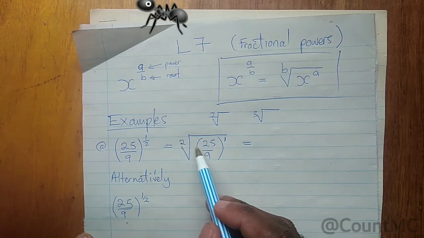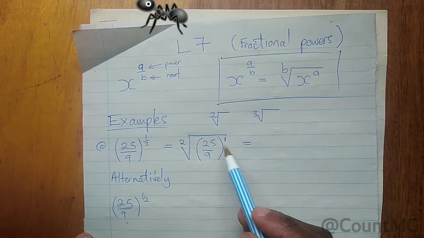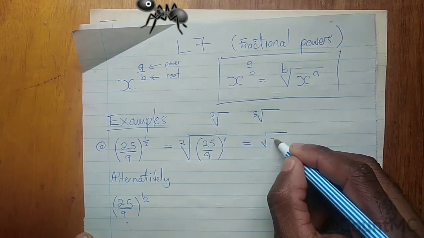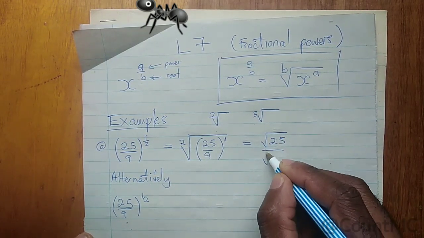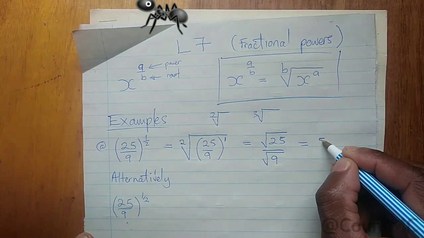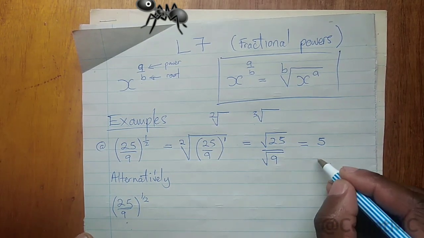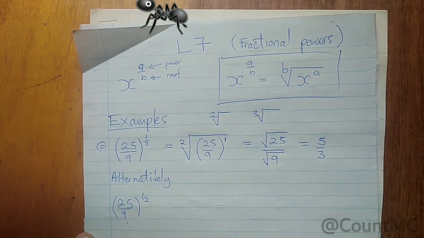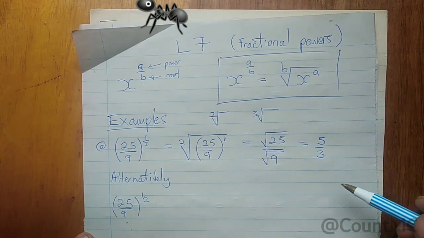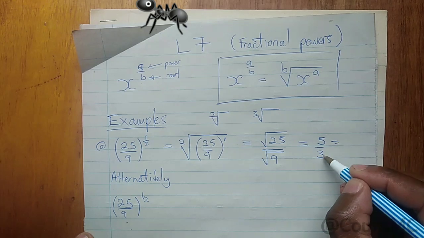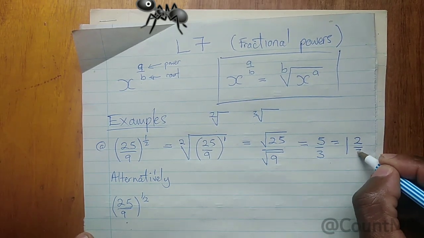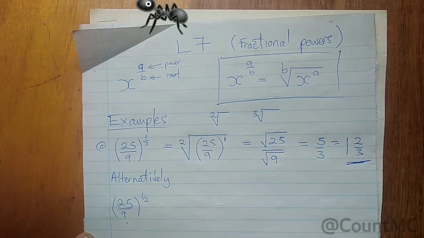After applying that, you can apply the square root. Square root of 25 over 9 can be simplified to square root of 25 divided by square root of 9. Square root of 25 is 5. Square root of 9 is 3. So your answer is 5 over 3. Or you can put it as a mixed fraction. 3 into 5, that's 1, remainder 2, is a mixed fraction.